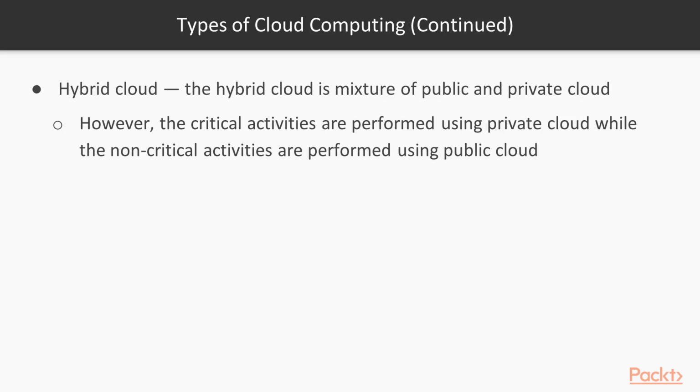The third one is the hybrid cloud. The hybrid cloud is the mixture of public and private cloud. However, the critical activities are performed using the private cloud, while the non-critical activities are performed using the public cloud. So that's an overall view of cloud computing.